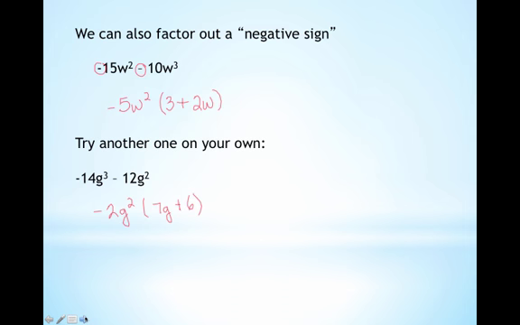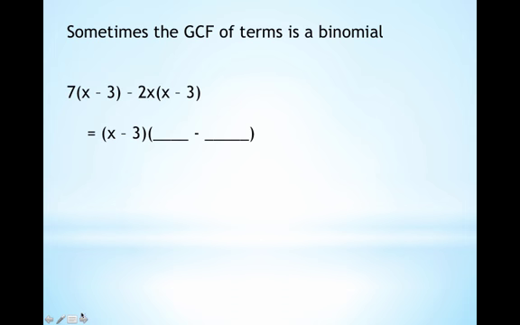Okay, hopefully that worked for you. All right, sometimes the greatest common factor of a term is actually a binomial. So notice I've got x minus 3 here and I've got an x minus 3 here. So this is common to both of these terms. So my x minus 3 is now detached from these polynomials as the greatest common factor.